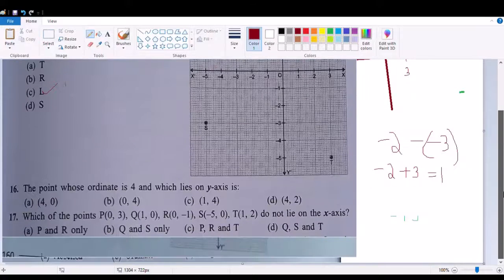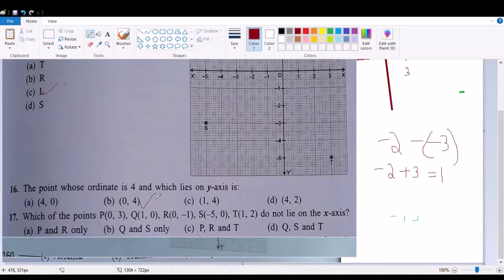Then next question. The point whose coordinate is 4 and which lies on y-axis. Whenever the point lies on the y-axis, its x coordinate is 0. So you can choose only one option from here whose x coordinate is 0, that is (0, 4). Y coordinate is 4. So the answer is (0, 4). Okay, then we will move to the next question.